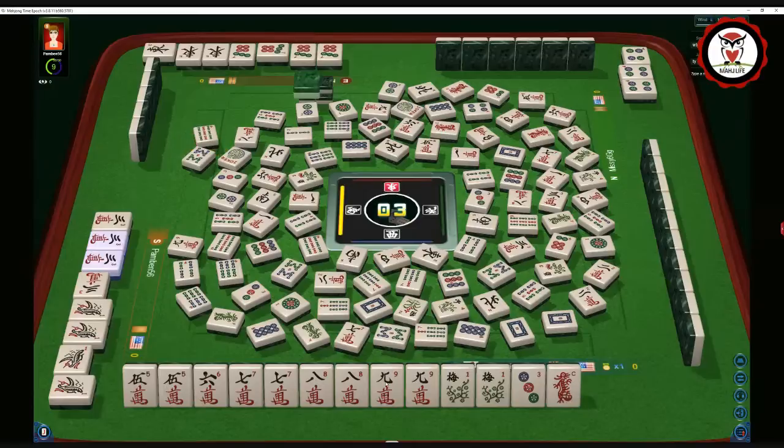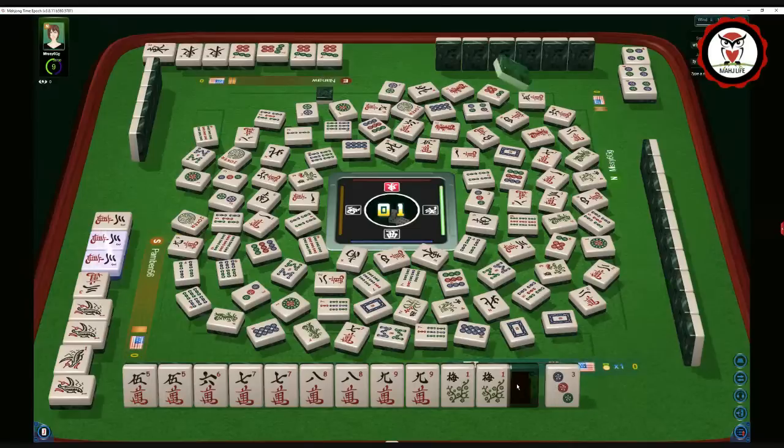9 bamboos. Nobody wanted the 6 crack, so probably we'll let that go. 1 dot. Oh, joker. We can let that go. Joker.